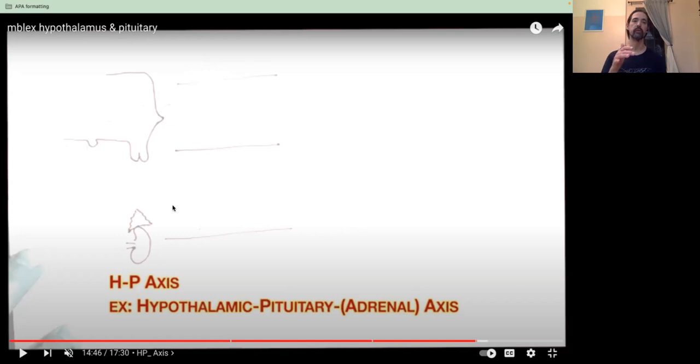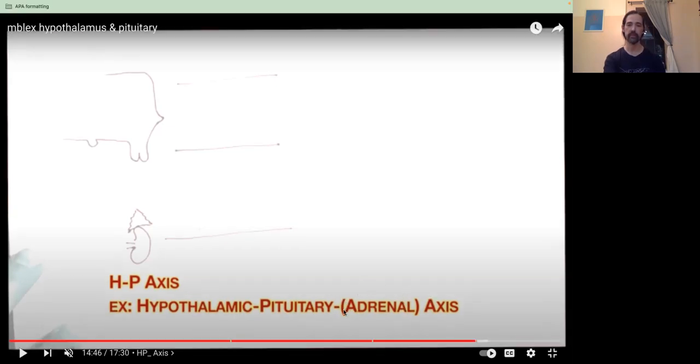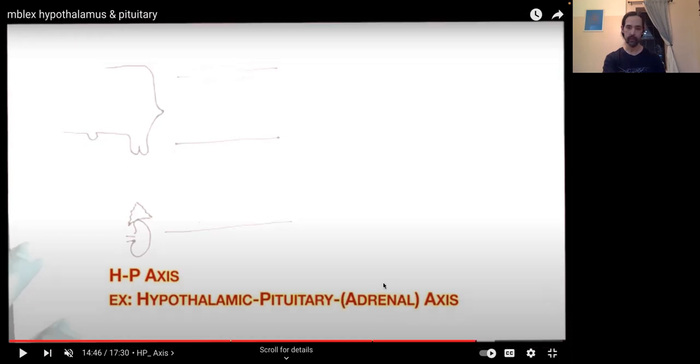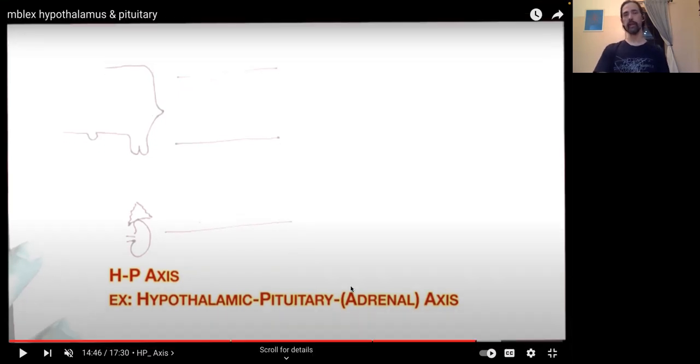Okay, I just want you to be familiar with this terminology, the HPA axis, or the hypothalamic pituitary adrenal axis. The reason adrenal is in parenthesis is because instead of adrenal, you could put the gonads, the testes and the ovaries, or you could put pancreas, or you could put the thyroid, or any other hormone producing gland in the body. So the HP is the hypothalamic pituitary axis.